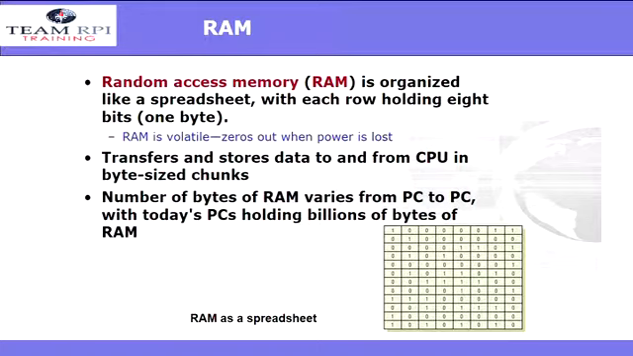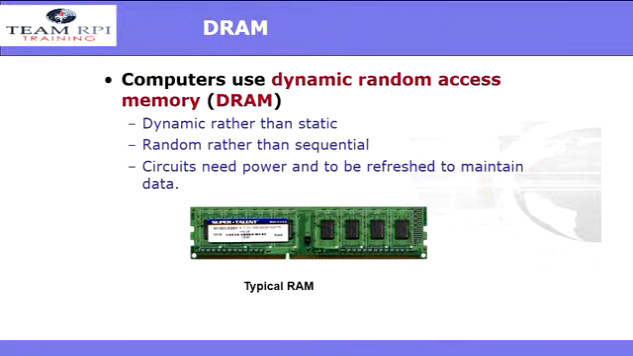It's organized kind of like a spreadsheet, each row holding 8 bits, or 1 byte. It's important to remember that RAM is volatile. It means without power to the PC, everything stored in RAM disappears. Now, the number of bytes of RAM varies from PC to PC, with today's PCs holding billions of bytes in RAM. Computers also use DRAM, or dynamic random access memory. Dynamic rather than static, random rather than sequential, provides a very efficient manner to give the man in the box the information or data that he requires.